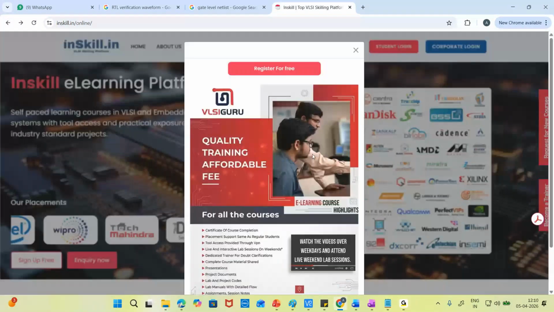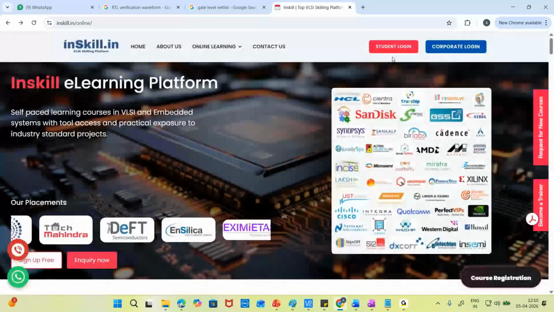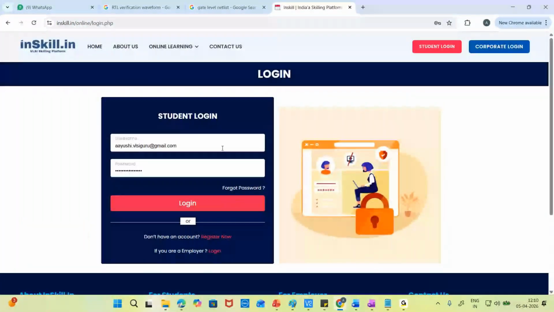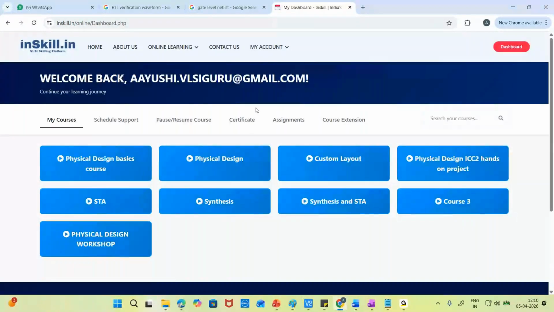See, this is our InSkill portal. You will be provided with the student login credentials. You have complete access, where we make sure that 90% of the things are automated. It is to reduce the communication time.